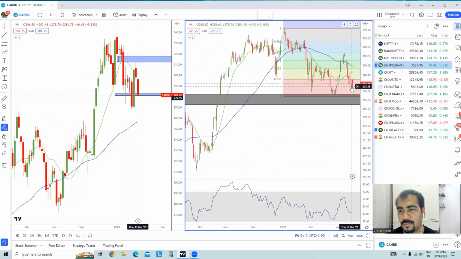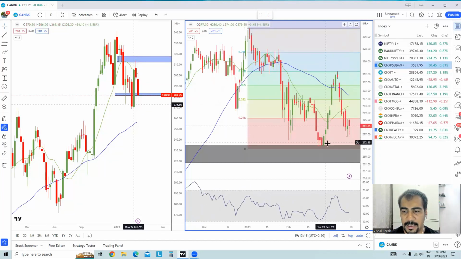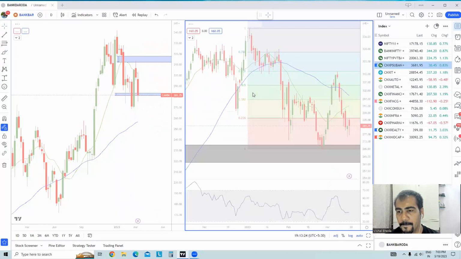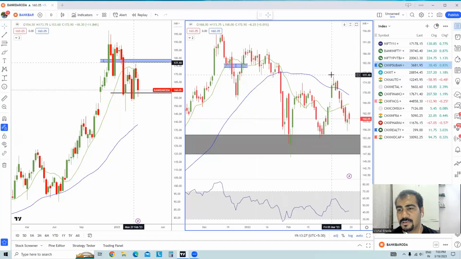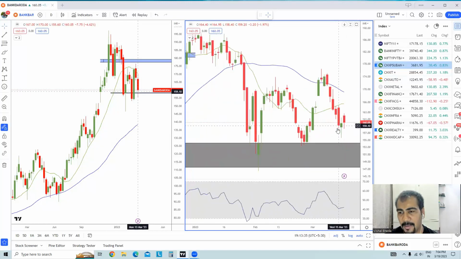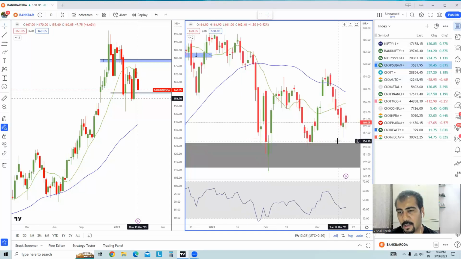Short-term trend is down, no doubt about that. Since this breakout level was not taken out, we are in a short-term downtrend, but till this support is broken, going down will be a problem for Canara Bank. If I go to Bank of Baroda, same thing. If a breakout had happened, it could have been a super breakout, but it did not happen, and now the prices have come down. But again, you can see a couple of hammers at a place where there is a lot of support.